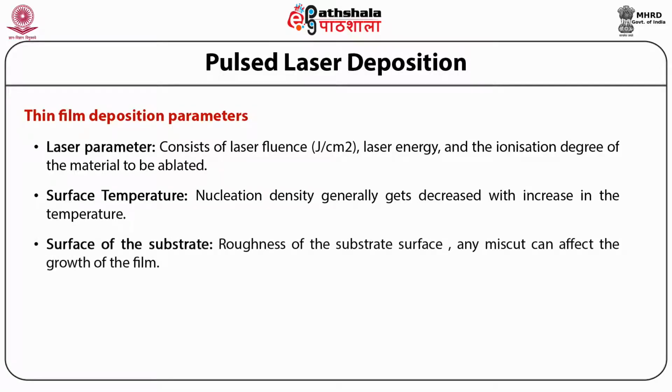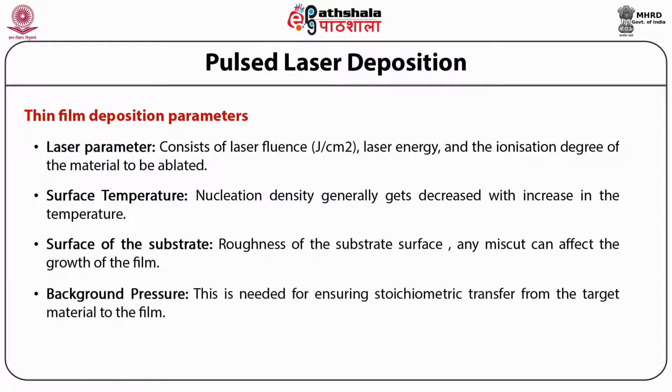Third, surface of the substrate. Roughness of the substrate surface. Any miscut can affect the growth of the film. Lastly, the background pressure. This is needed for ensuring stoichiometric transfer from the target material to the film.